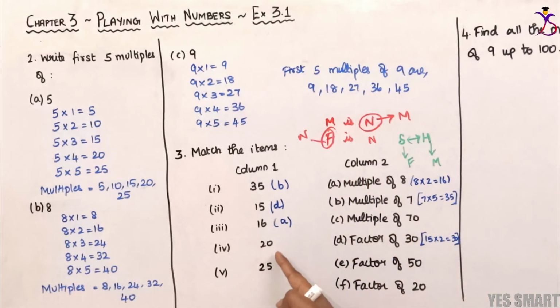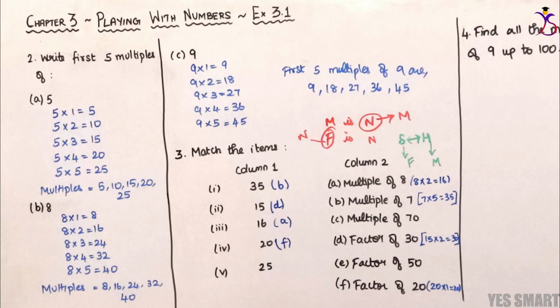Now the fourth subdivision, 20. The left out option is multiple of 70. 20 and 70. In the 20 table, 70 is not present, so we can ignore. Factor of 50. On comparing 20 and 50, 50 is not present in the 20 table. Now moving on to the last option, factor of 20. Yes, 20 is a factor of 20. Therefore, option F. The reason is 20 ones are 20. We can compare the highest and lowest concept also. We have 20 and 20, both are equal. 20 is a factor of 20. 20 is a multiple of 20. Hence it is satisfied.